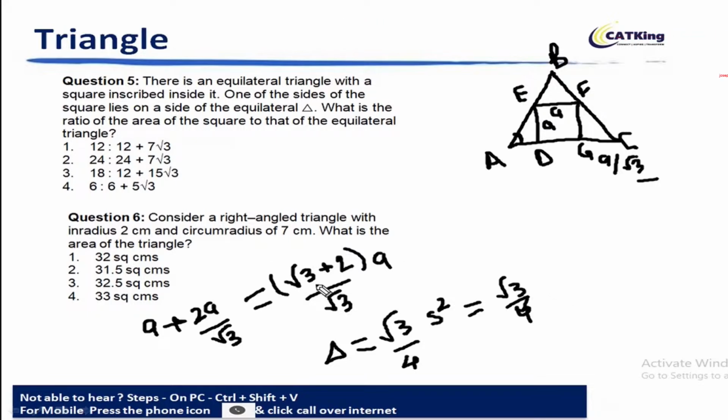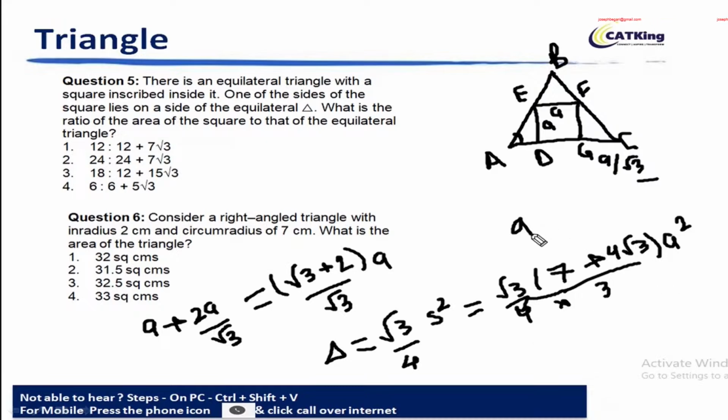and square of this is how much? Square of this is 7 plus 4 root 3 by 3 a square, right? Okay, so this is the area of the equilateral triangle.